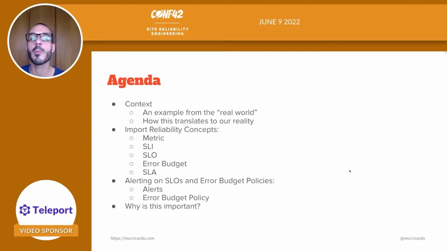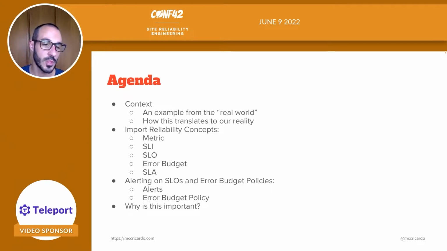So what do we have on the menu? For starters, we're going to set up some context. So we're going to talk about SLOs. SLOs are all about reliability, so it's easier if we have some ground knowledge to actually build on top of these concepts of reliability and then talk about alerts and error budget policies.